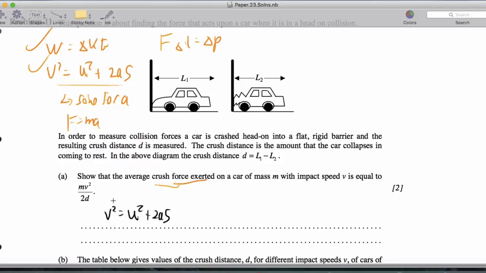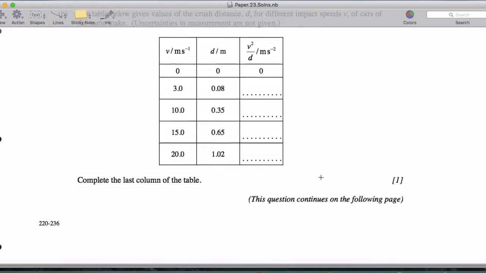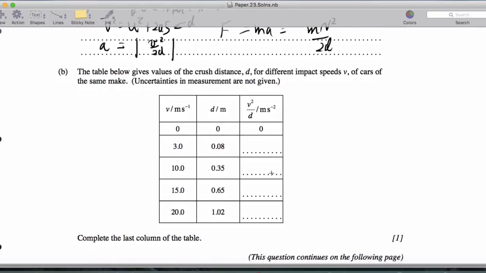Now here's the thing. v when we hit the wall is the impact speed. But its final speed when it comes to rest is 0. So we end up getting that the acceleration has an absolute value of v squared over 2d when we solve, because for s, we're going to put in the d that they ask us for. And then the force on the car is going to be m times a, which is m times v squared all over 2d.